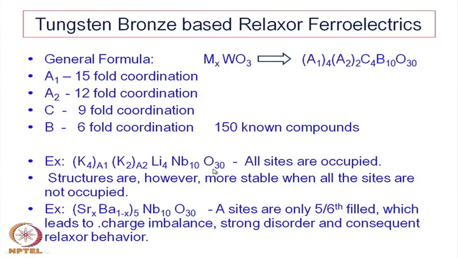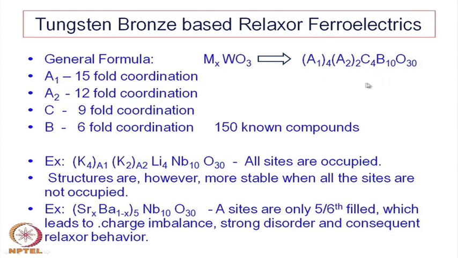Well, the third group is this one, the tungsten bronze based relaxor ferroelectrics. The general formula here is slightly complicated, a different kind of formula: A1_4 A2_2 C_4 B_10 O_30. There are many different compounds known, about 150 different compounds in this group, in this general formula.